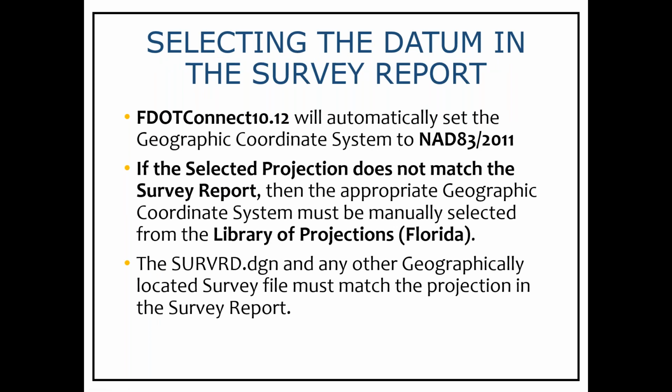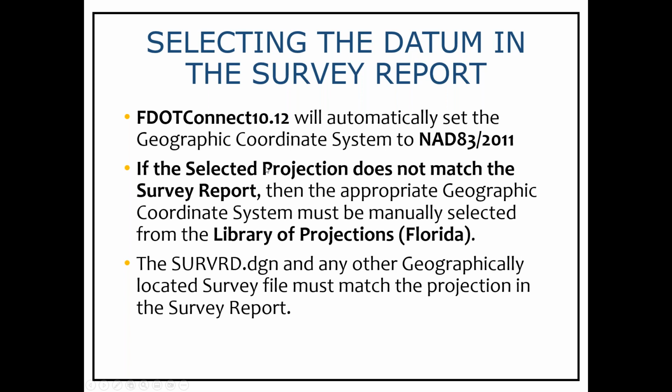So selecting the datum in the survey report, you want to go to FDOT Connect 10.12, which will automatically set the geographic coordinate systems to NAD 83 2011. So 2011 is our datum of choice, and we really should be doing all surveys on 2011. All design should also be done on 2011. So the quick choose functionality that you had when you create a file and you choose the county is now going to say NAD 2011 north, west, or east zones.